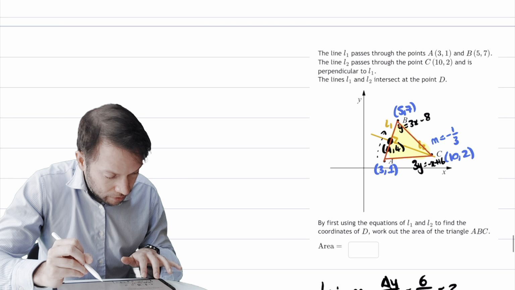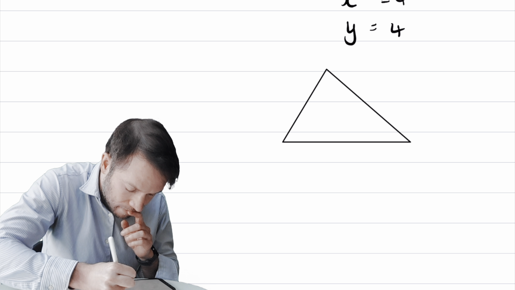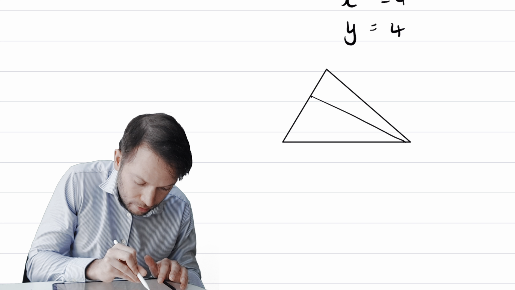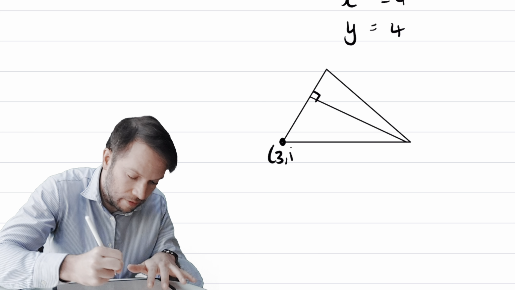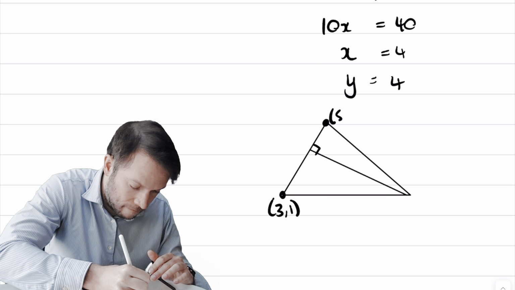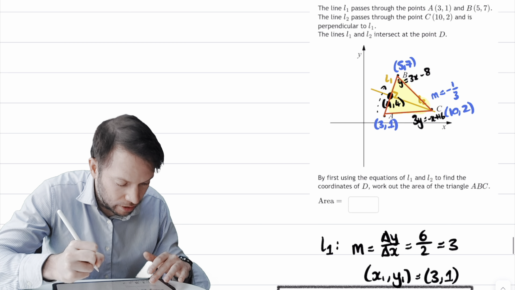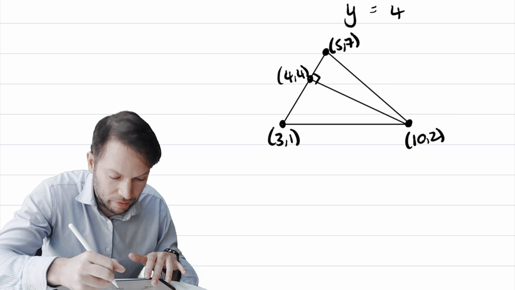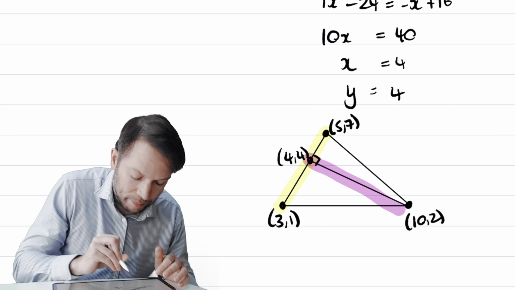So we've got 3, 1, 5, 7. And we've got this line here, perpendicular. So we've got 3, 1 here. I think it was 5, 7 at the top. Yeah, 5, 7 at the top. This point here is 4, 4. And then finally the point on the right was 10, 2. So I've got everything I need now. As I said, I want to find the length of this line and the length of this line, so I can do half times base times height.